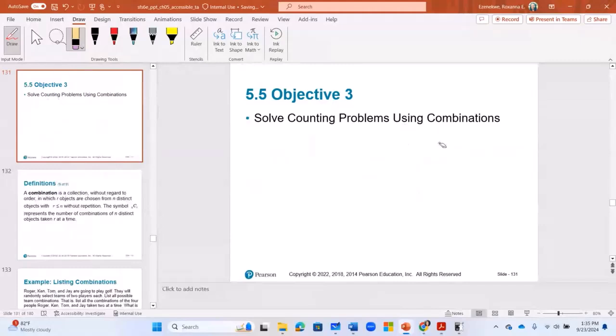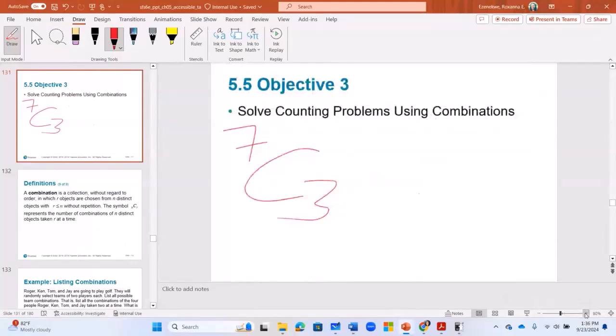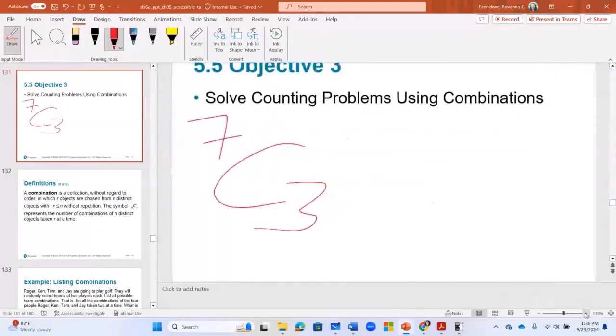Suppose I have 7 pairs of shoes and I want to take 3 at a time to go and donate to charity, no matter which charity. I know that the formula for combination, let me make it bigger, says n combination r is equal to n factorial all over r factorial times n minus r factorial.